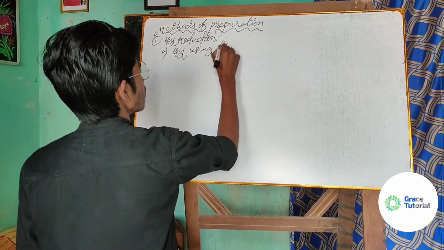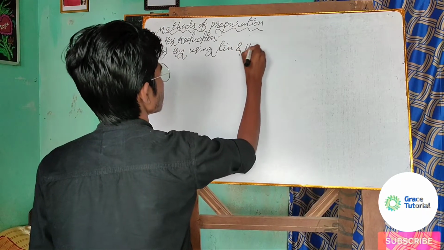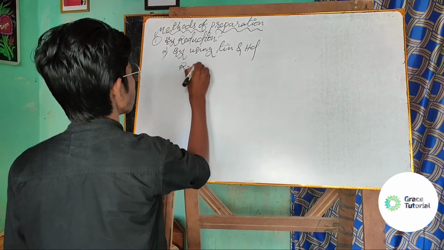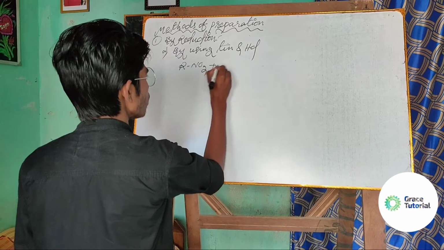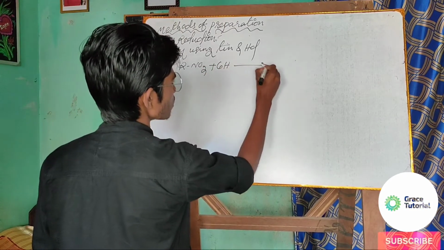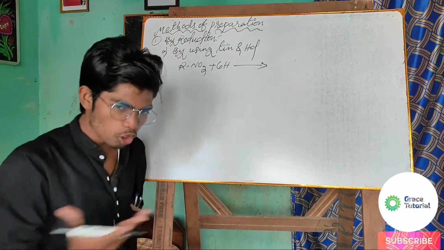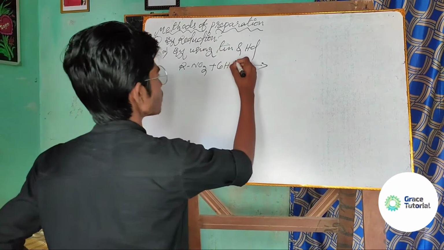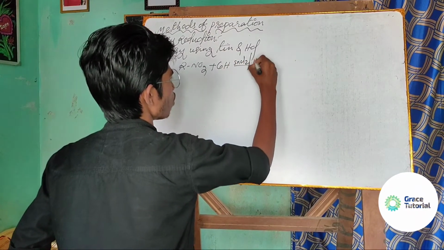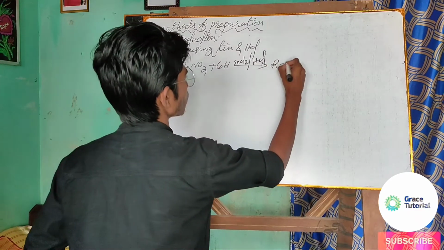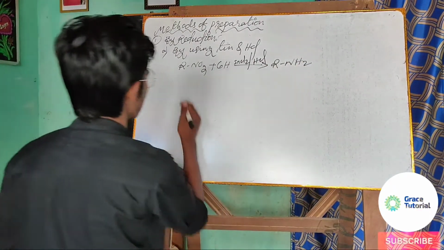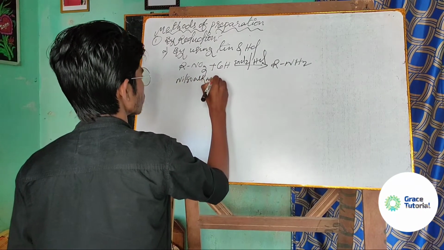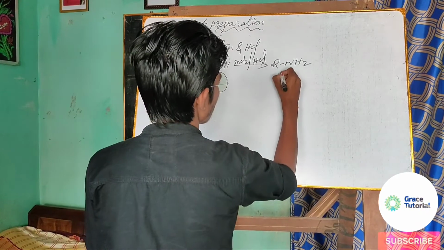tin and HCl. Suppose I have the nitroalkane RNO2. When this nitroalkane gets reduced, that means addition of hydrogen. So what is reduction? Addition of hydrogen or removal of oxygen, right? When this nitroalkane gets reduced in the presence of SnCl2, stannous chloride, or HCl, then amine is obtained. Nitroalkane and this is amine.